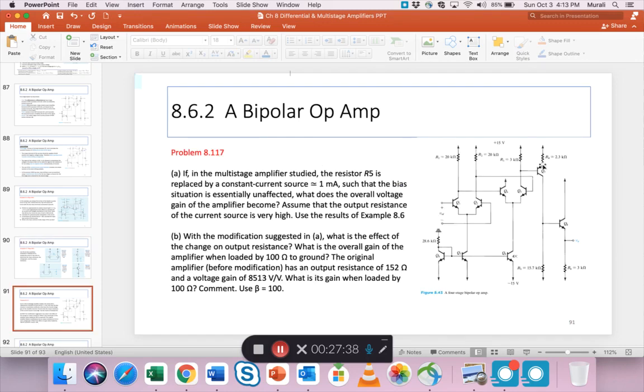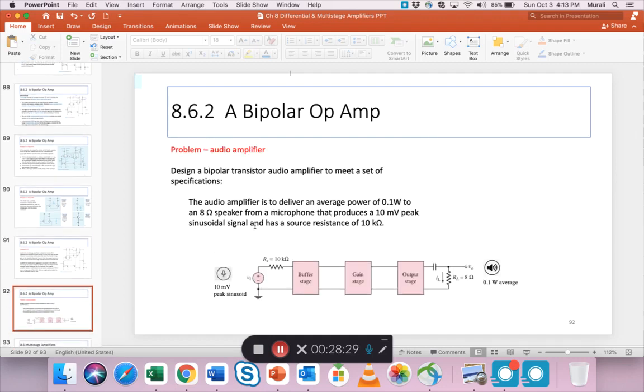The only thing is that this resistor R5, remember there is no current source loads in this op-amp. All the loads are resistances in the collector circuits. So one of these resistances, this R4 collector, is being replaced with a constant current source of a 1 milliamp source. If that change is made, then he wants us to recalculate some of the stuff. So that is one problem I picked from the back.